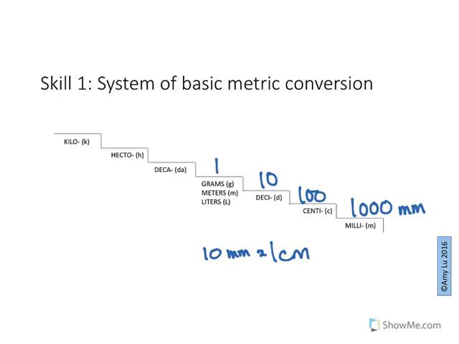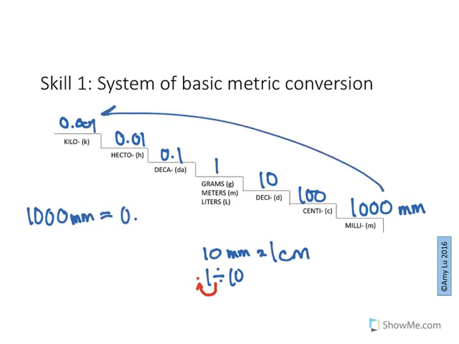Now, when I hit 1, when I do 1 divided by 10, remember, that's the same thing as taking that imaginary decimal behind the whole number and moving it one spot to the left. So deca, 1 meter is the same as saying 0.1 decameters. And then we keep moving that decimal, 0.01. Then to kilometers would be 0.001. So 1,000 millimeters is the same as saying 0.001 kilometers.